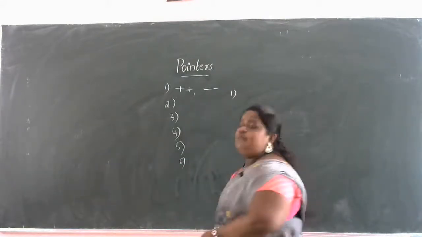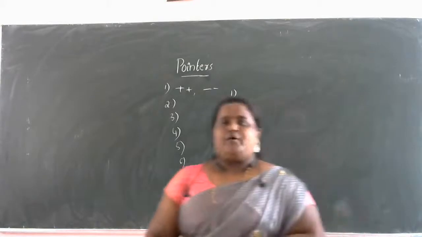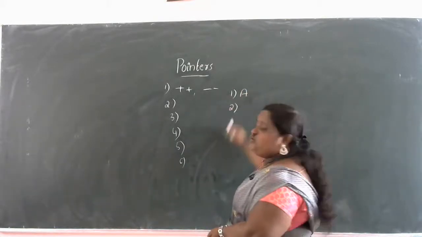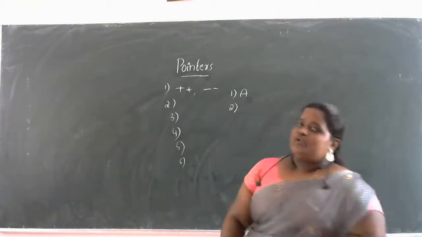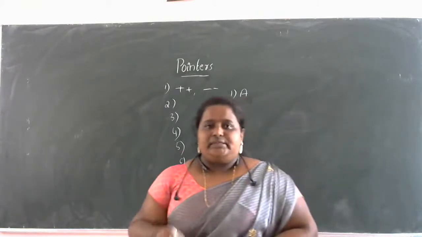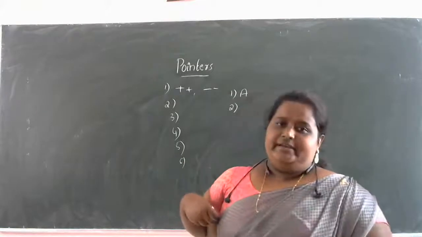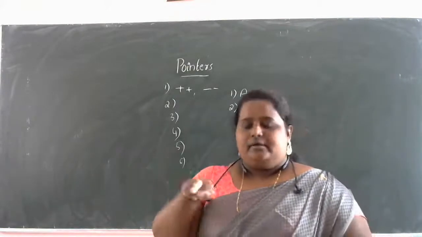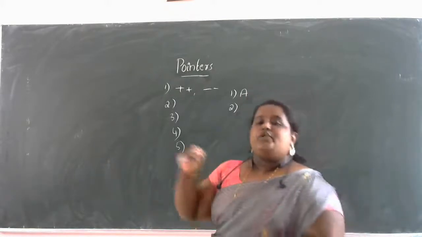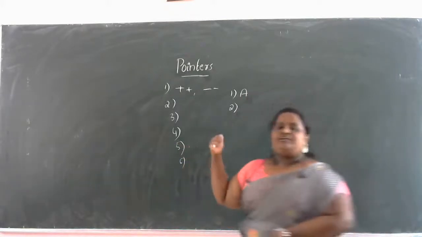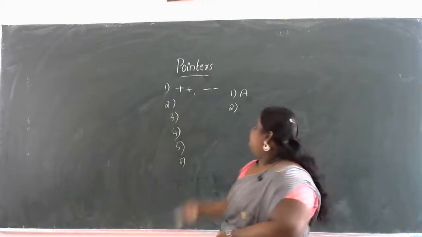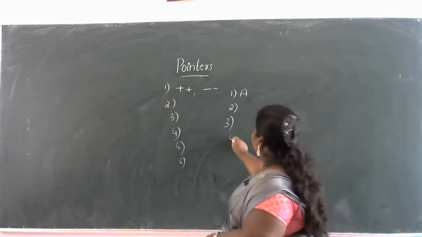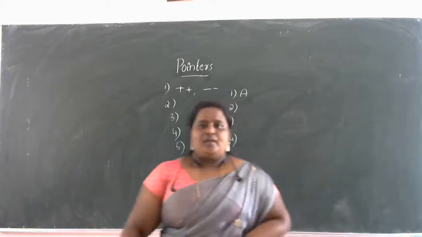And operations that cannot be performed on pointers are addition of two pointers, and subtraction of two pointers if both the pointers are pointing to the elements of different arrays. If two pointers point to different arrays, you cannot subtract one pointer from another pointer. Third one is multiplication of pointers and fourth one is division of pointers.